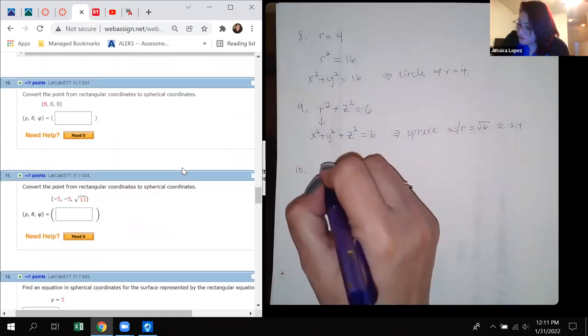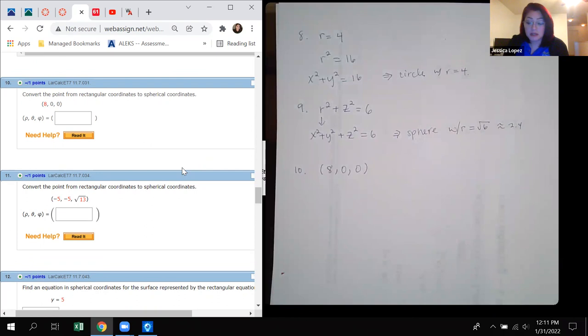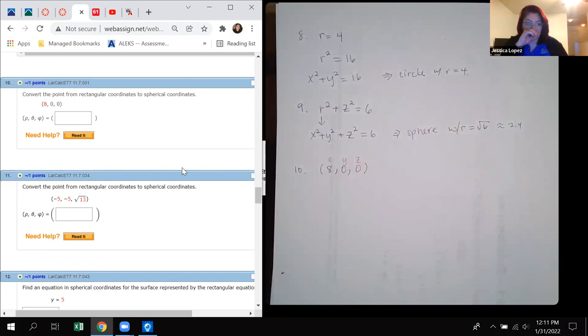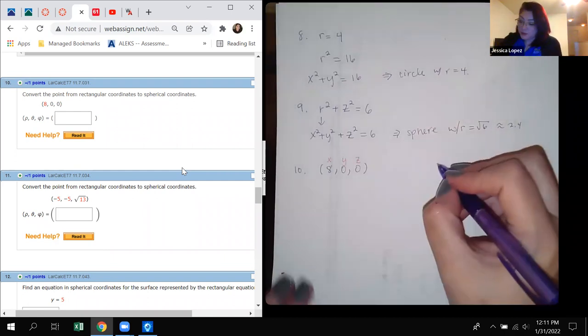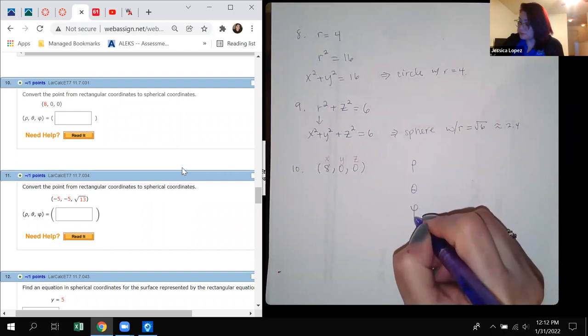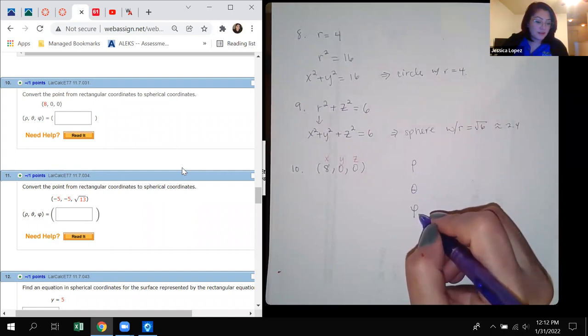Okay, number 10. Now we finally get into spherical coordinates, which are a bit more complicated. It's telling me to convert this point from rectangular to spherical. If it's rectangular, this one's x, that one's y, and the other one is z. But in order to change it, I need to know what my formulas are. When we're converting, we need to find rho, theta, and I can't remember if it's psi or phi.